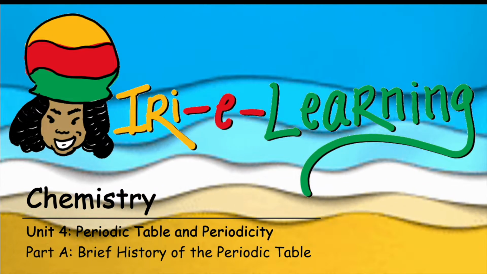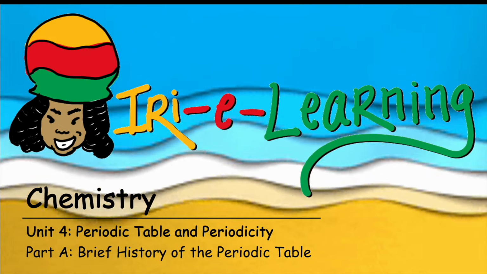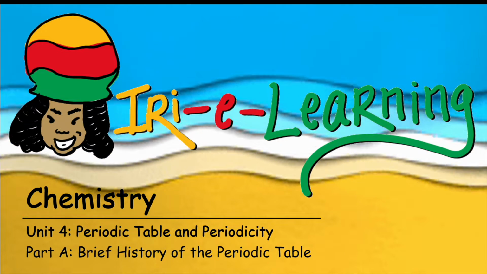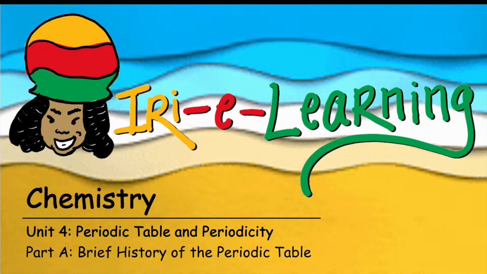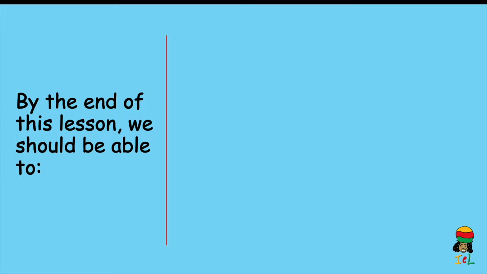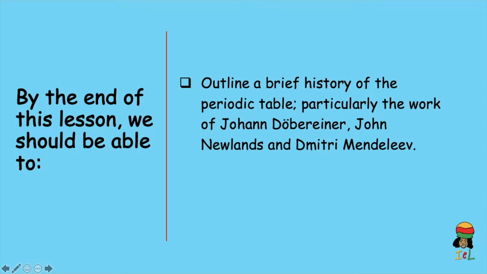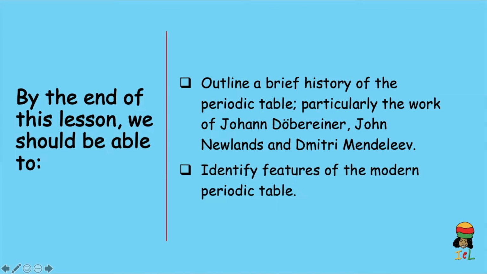In this periodic table and periodicity lesson, we will take a brief look at the history of the periodic table. Check the description box for links to all the videos related to this unit. By the end of this lesson, we should be able to outline a brief history of the periodic table, particularly the work of Johann Döbereiner, John Newlands, and Dmitri Mendeleev. Also identify the features of the modern periodic table.